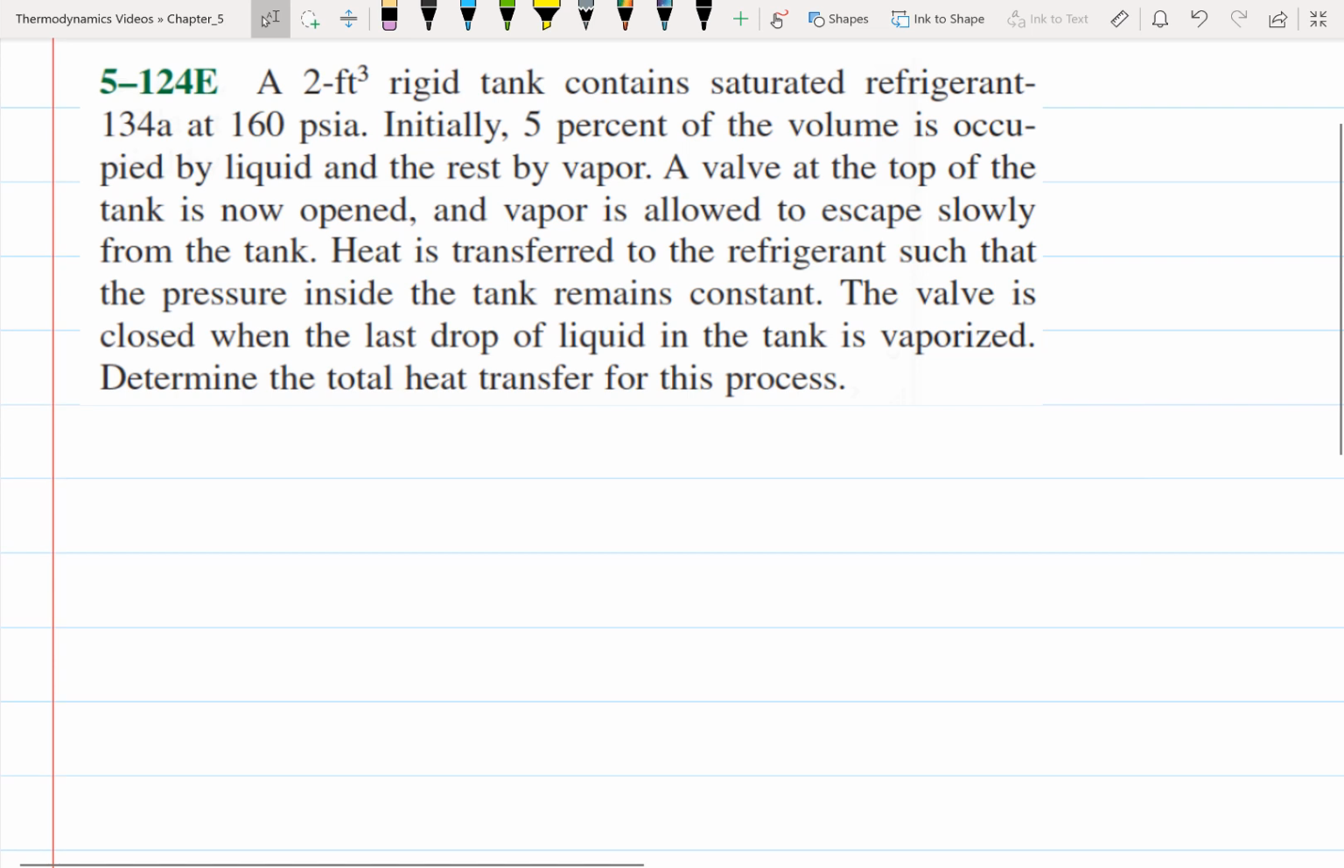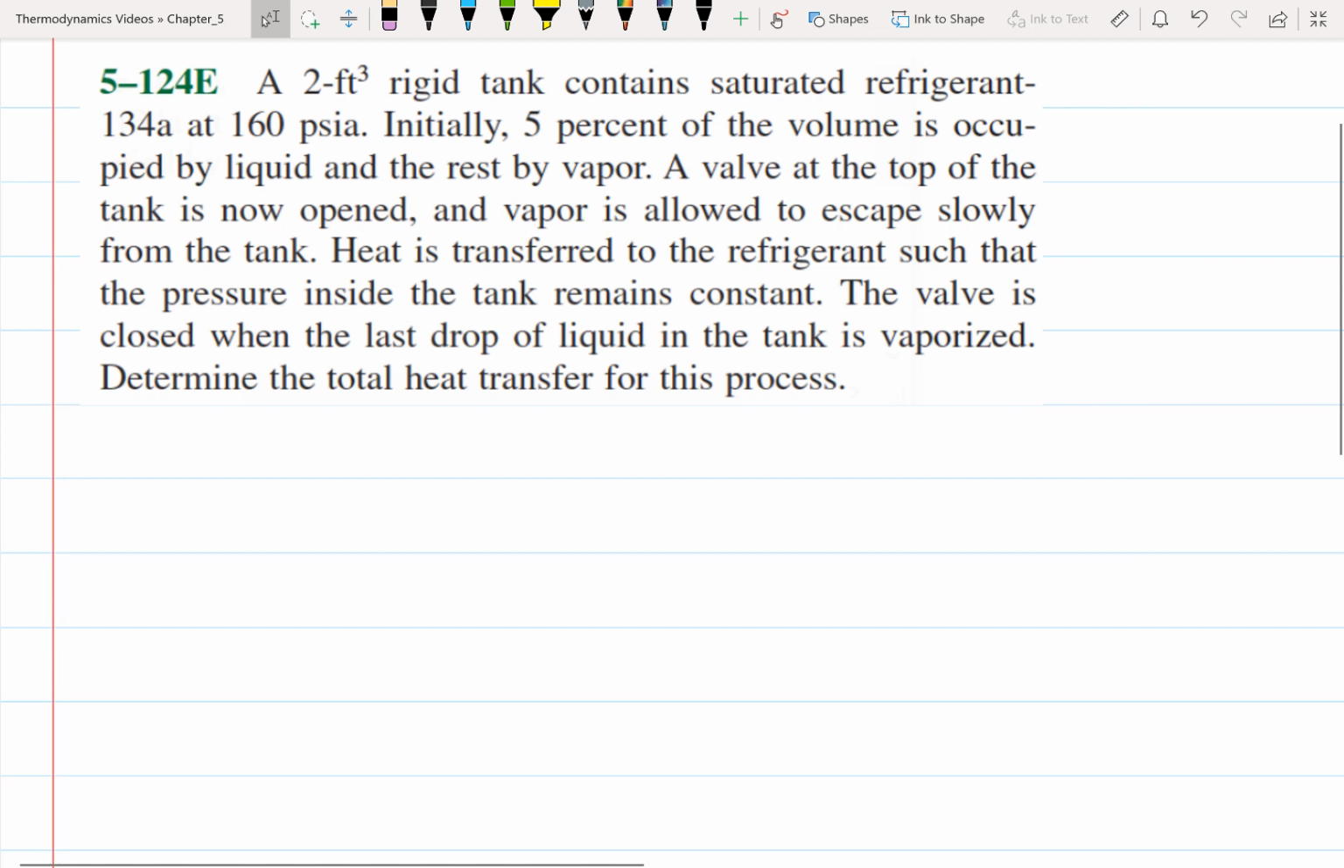So this says that we have a 2-foot cube rigid tank that has saturated refrigerant. And then it gives us some information about the refrigerant. And then it says there's a valve at the top of the tank that's opened, and we allow vapor to escape, and at the same time heat's transferred to the refrigerant so that the pressure in the tank remains constant, and the valve is closed when the last drop of liquid in the tank is vaporized.